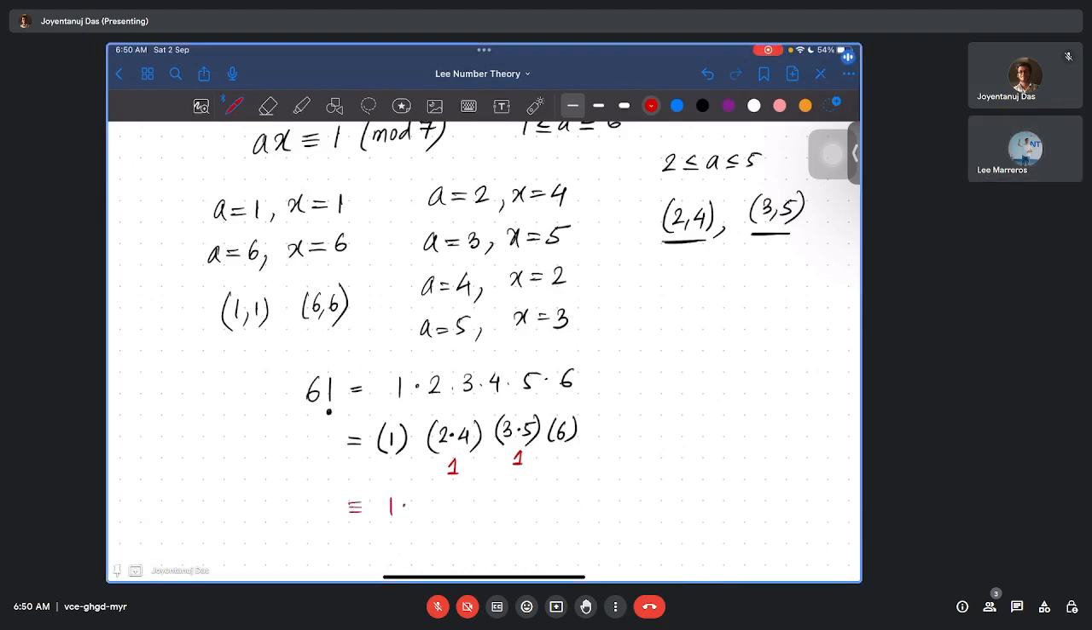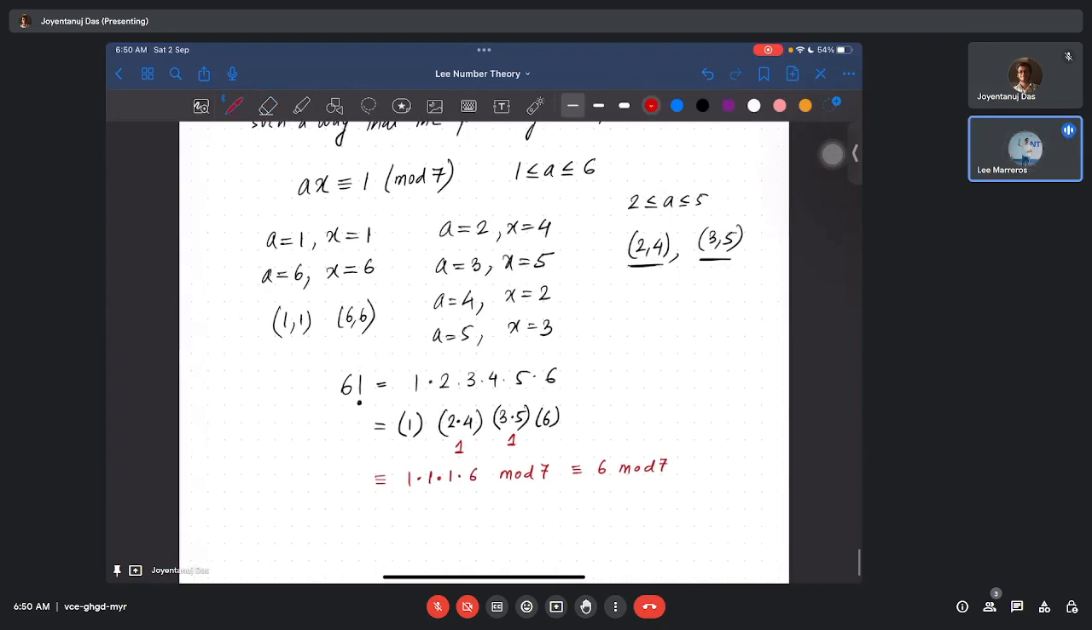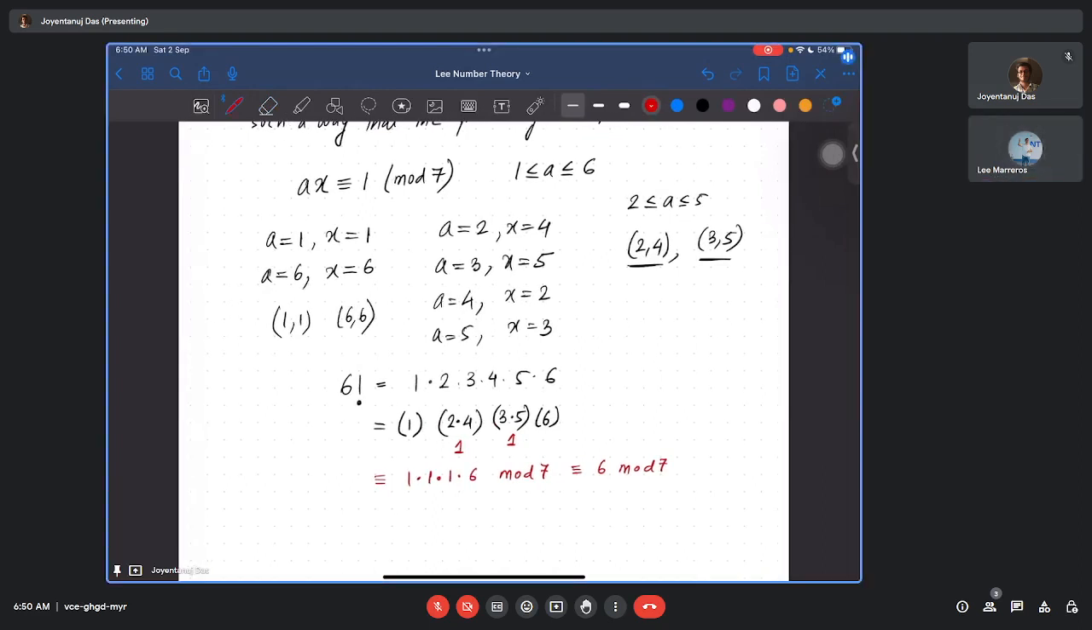So it becomes 1 times 1 times 1 and 6 mod 7, right? So that is 6 mod 7. So that is what we wanted to prove, right? (P minus 1) factorial is congruent to P minus 1 mod P. Okay. So that is what you got. So that is how the proof is working.